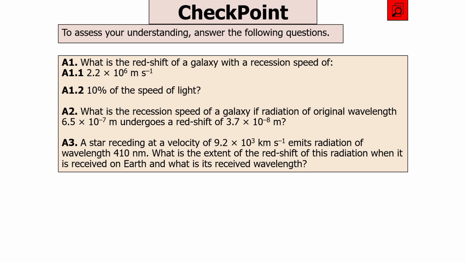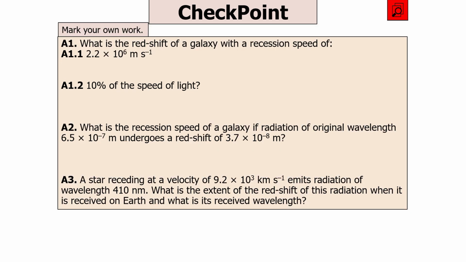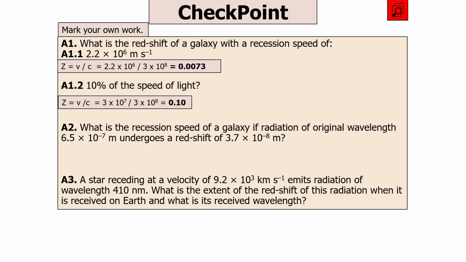Right, in this particular question, once again, it's the idea of using the Doppler shift equation. So we want to work out redshift, so we know it's v over c. So we've got v, so we pop them in and we get 0.0073. Same idea for 10% the speed of light. So 10% the speed of light is 3 times 10 to the 7. So it's 3 times 10 to the 7 over 3 times 10 to the 8, so it's 0.10.